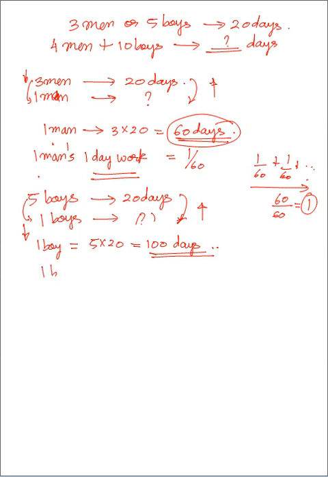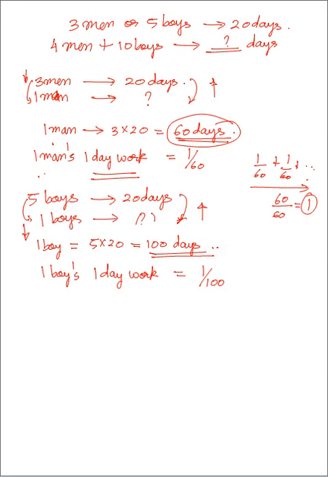It will be 1 by 100, because 1 by 100 plus 1 by 100 plus 1 by 100, like that in 100 days he will complete the total work, which is 1. Okay, so now we have got one man's 1 day work and one boy's 1 day work.